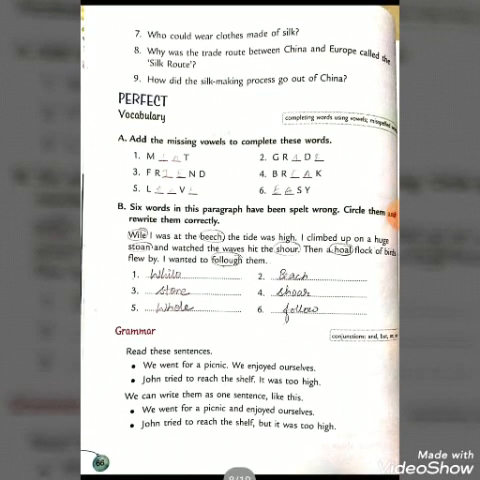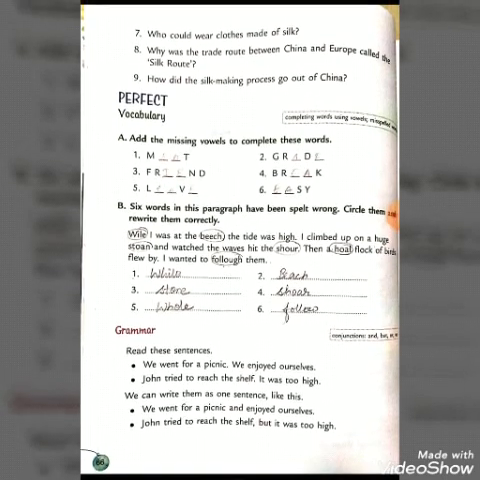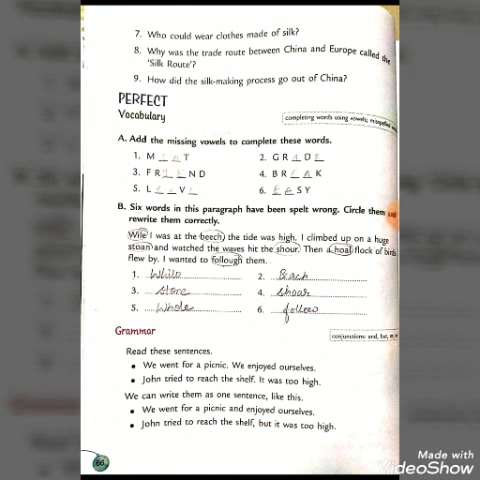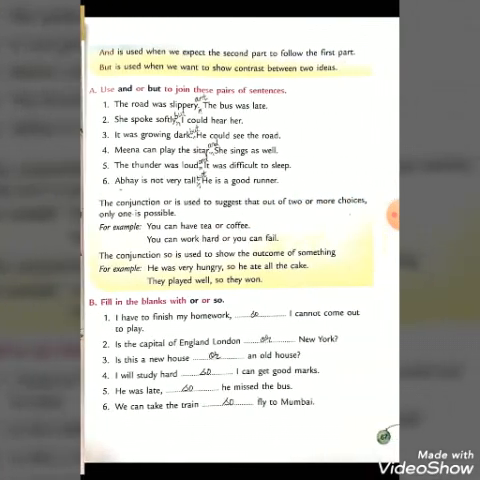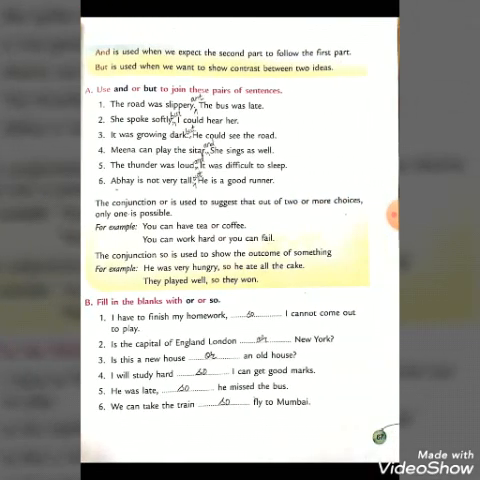Okay? Now the next thing: John tried to reach the shelf but it was too high. First of all, read the above sentences. John tried to reach the shelf. It was too high. But in the below sentence, we have used the conjunction. We have written there, John tried to reach the shelf, but it was too high. We have used here the word but, and it is a conjunction.